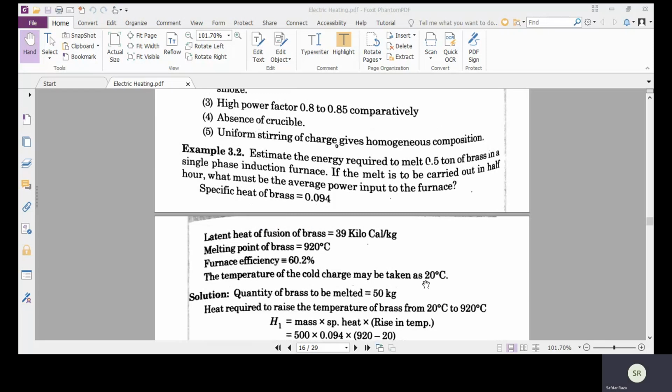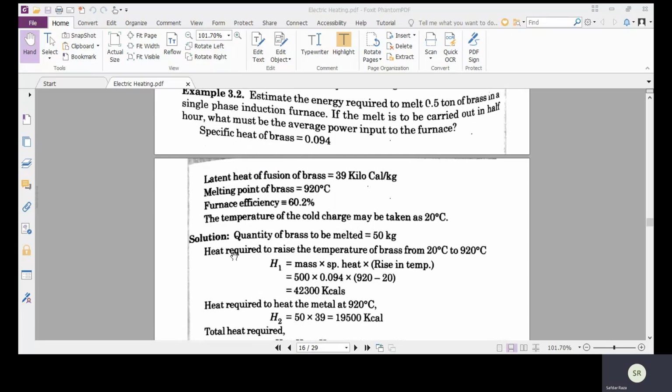So when we are going to input the brass within the furnace, its temperature is 20 degrees Celsius, and it is going to melt at 920 degrees Celsius. So we require the amount of energy to melt the brass. So the quantity of brass to be melted is 0.5 tons, which means it is 500 kg. Sorry, it's 500 kg, not 50. It's 500 kg.